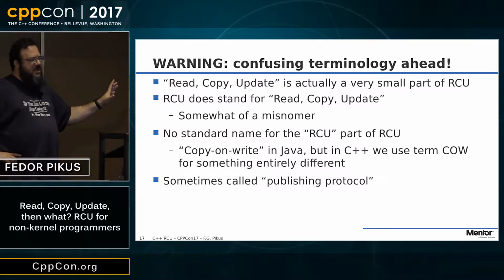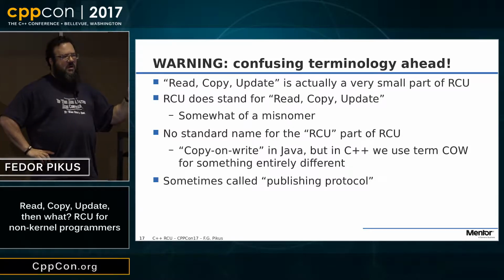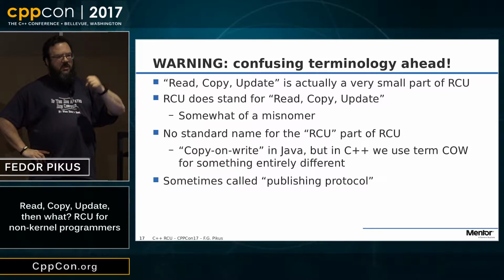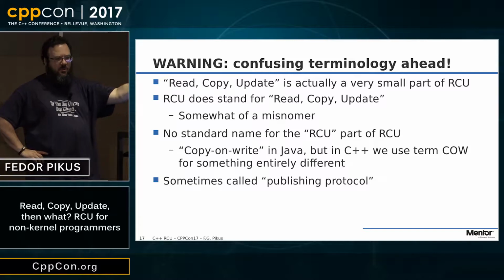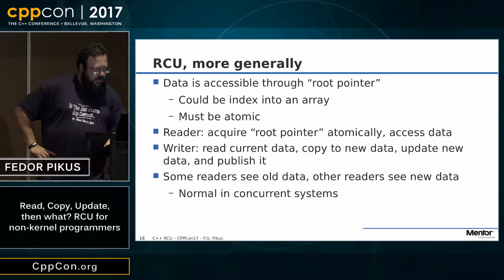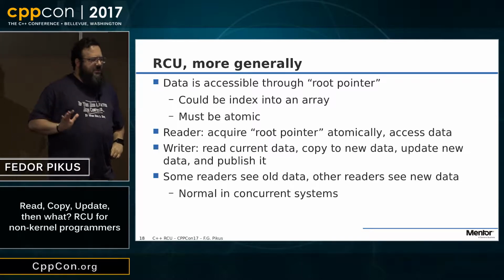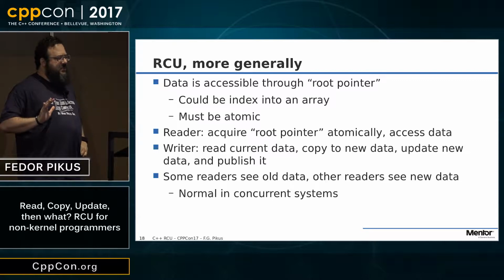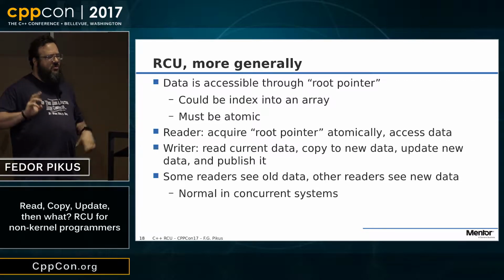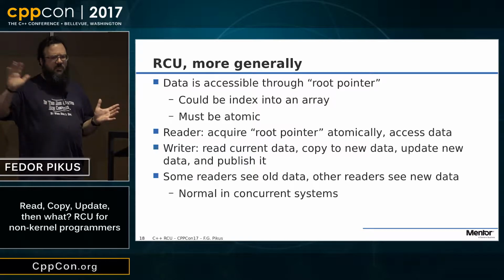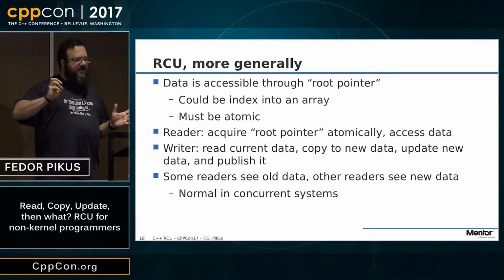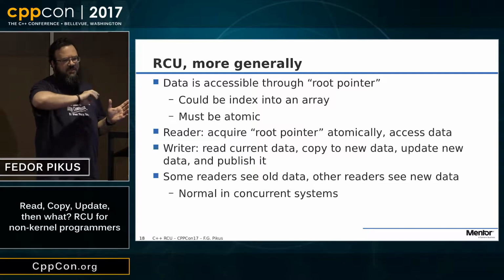So publishing protocol refers to this protocol where I may read the old data if I need it. I'm going to copy it to the new data, I'm going to modify it, and then in a single atomic transaction, I'm going to reveal it, publish it to the world. Now, more generally, it's not always a pointer. So in general, this publishing protocol involves the use of something I will call a root pointer, and it's not always actually a pointer. It could be, for example, an index into an array. But it's something that if you have it, it gives you access to the rest of the data.